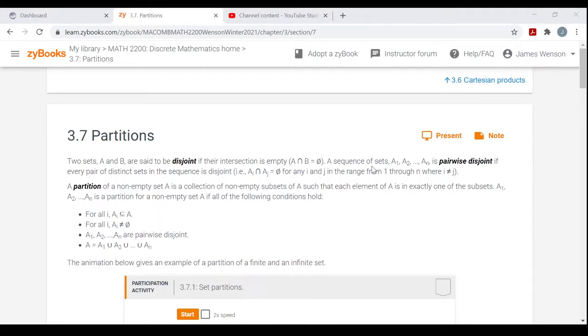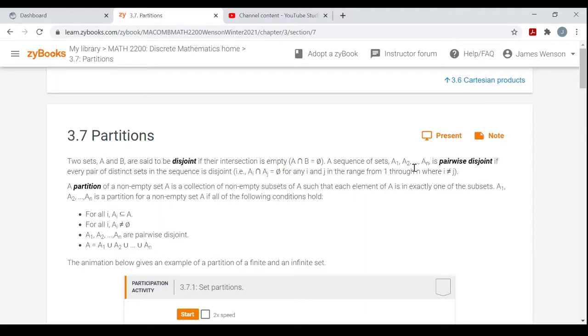A sequence of sets, say A1, A2, A3, up to An, is called pairwise disjoint if every pair of distinct sets, so every pair of different sets in the sequence, is disjoint. In other words, Ai intersect Aj is empty for any i and j in the range from 1 through n where i and j aren't the same. Because obviously if you did Ai with Ai, that wouldn't be empty. Any set intersected with itself is non-empty except the empty set.